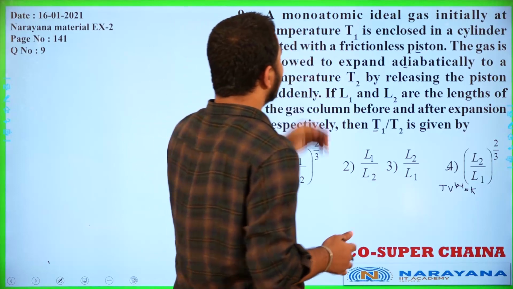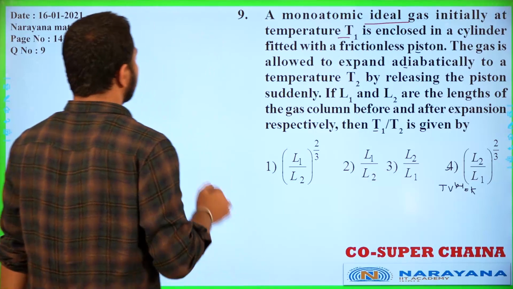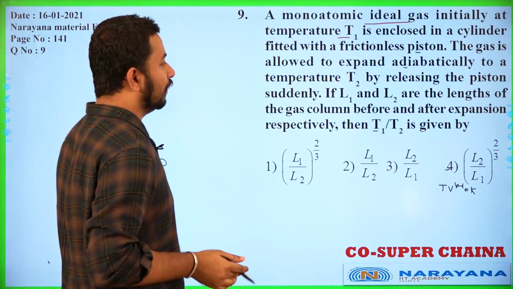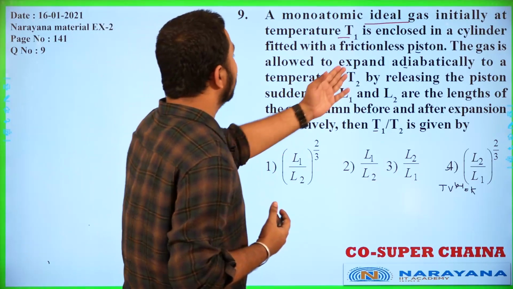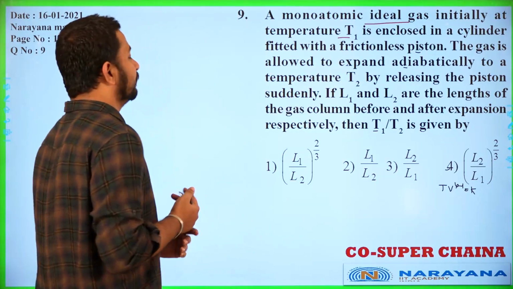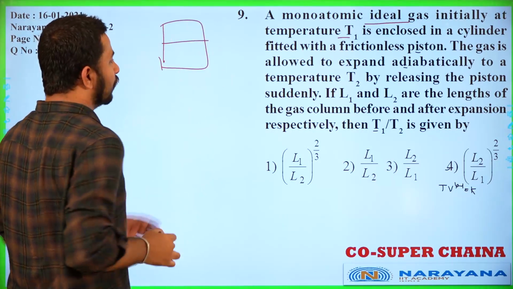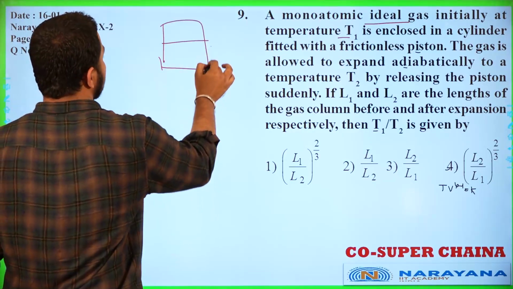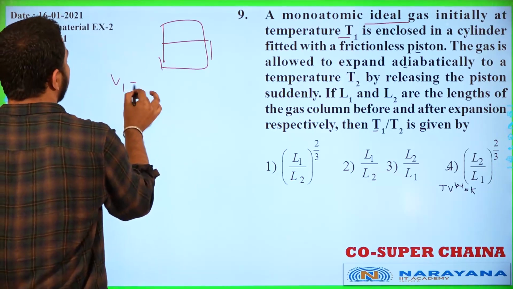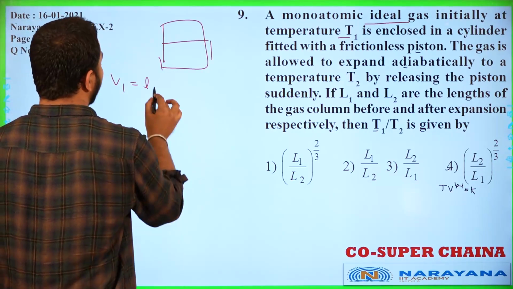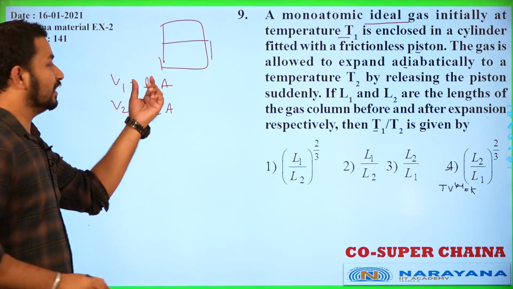A monoatomic ideal gas, initially the temperature is given. For a monoatomic gas, we know the gamma value. Now it is given that it is on a frictionless piston, so the surface area will be the same. Initially, V1 can be written as L1 into A, and V2 can be written as L2 into A. This is how we can write V1 and V2 here.